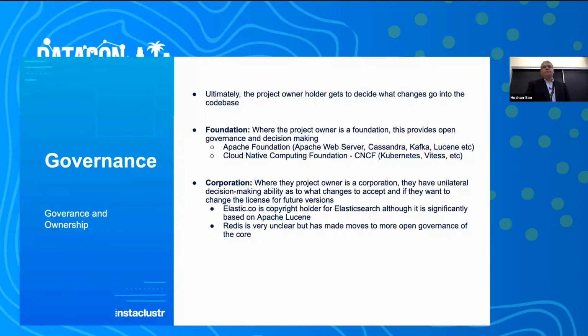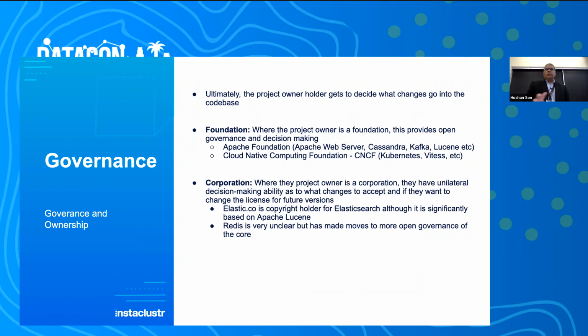Next is governance. Whoever owns the license kind of governs, has the governance. So the license could be owned by a foundation like Apache 2.0, or it could be owned by a corporation. If it's owned by a corporation, and if it's a profit-making corporation, it has a right to do whatever it wants. The license could be open, but the governance is not open. In the case of a foundation like the Apache Foundation, both the governance is open and the license is also open.